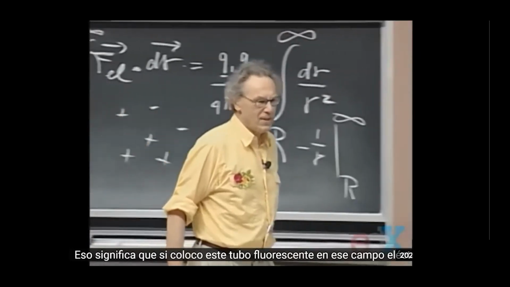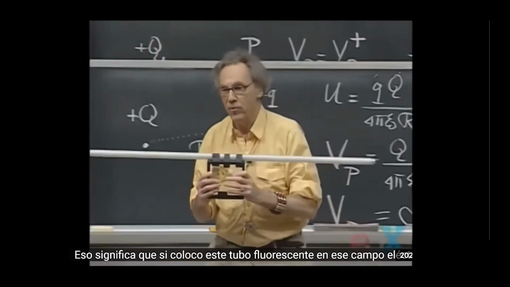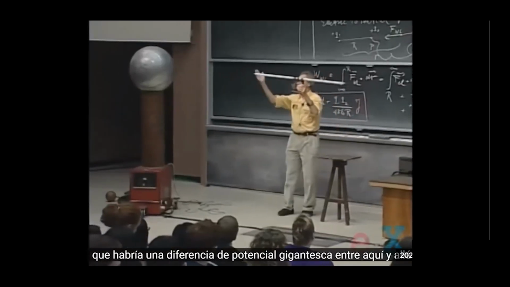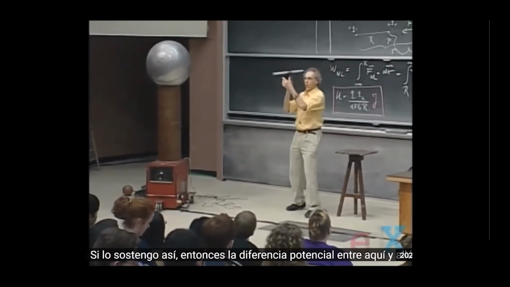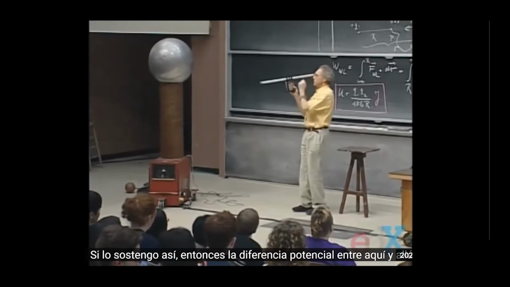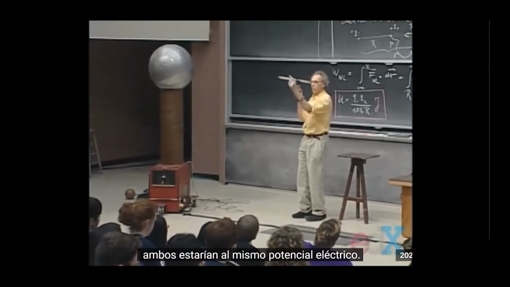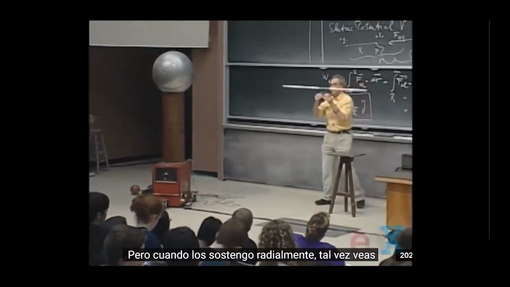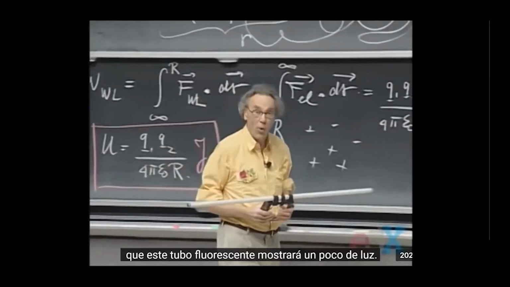So that means that if I place this fluorescent tube into that electric field, there would be a gigantic potential difference between here and there, provided I hold it radially. If I hold it like this, then the potential difference between here and there would be 0, of course. If I hold it tangentially, they would be both at the same electric potential. But when I hold them radially, you will see, perhaps, that this fluorescent tube will show a little bit of light.